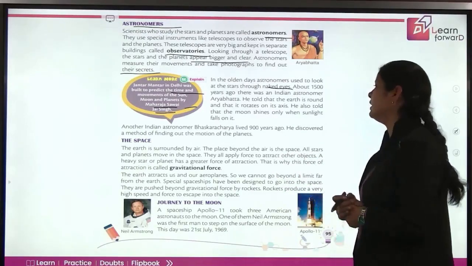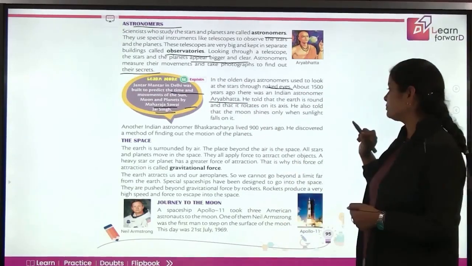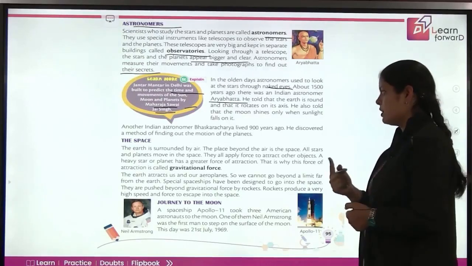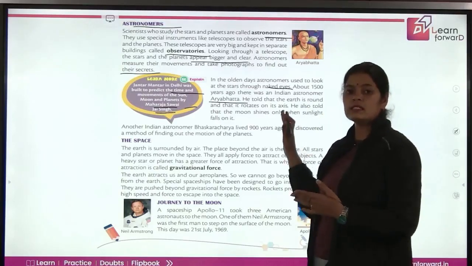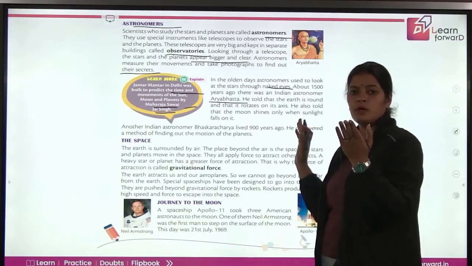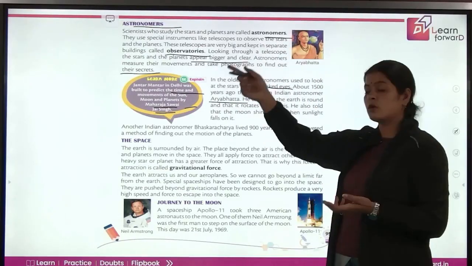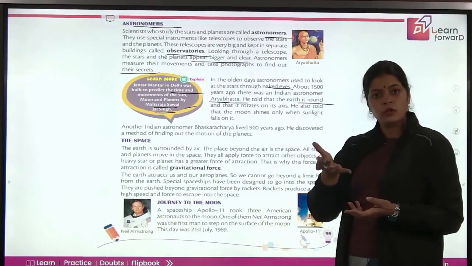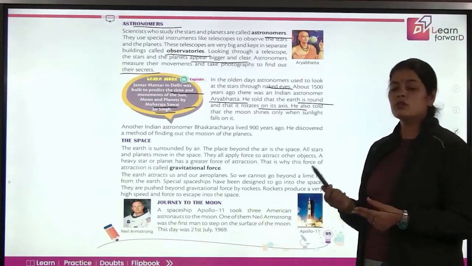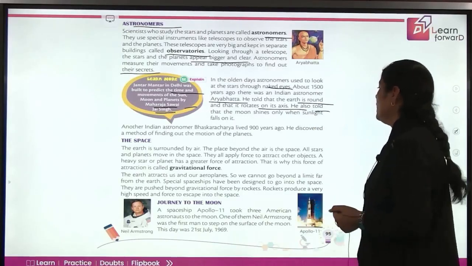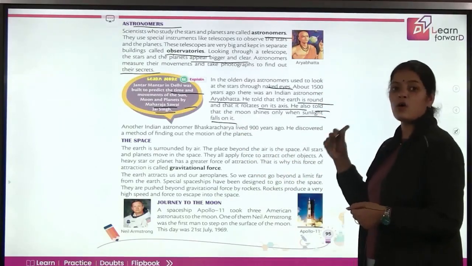About 1500 years ago, there was an Indian astronomer, Aryabhatta. He said that the earth is round and that it rotates on its own axis. There was nothing that could reach space at that time, but this scientist calculated that the earth is round without going there, and he also said that it rotates on its own axis. So this is very interesting. He also said that the moon shines only when sunlight falls on it. These are things we still follow now.